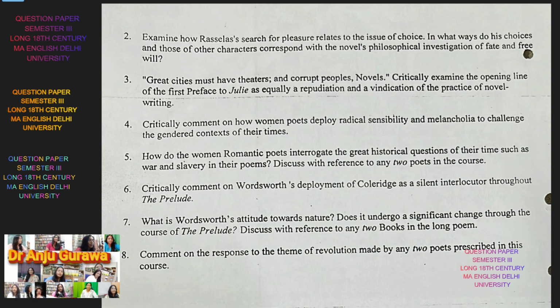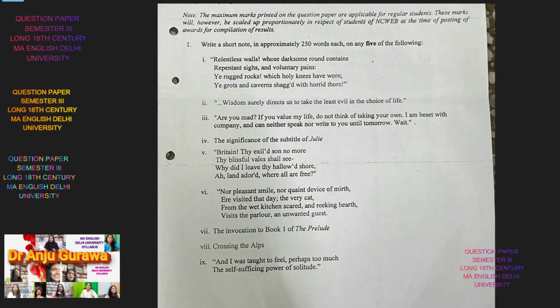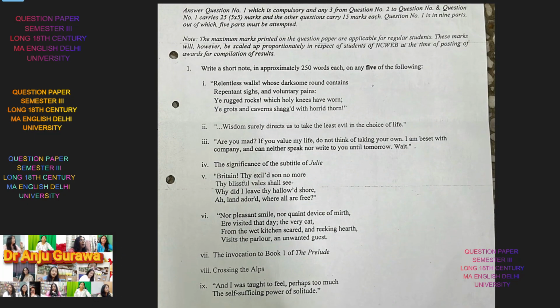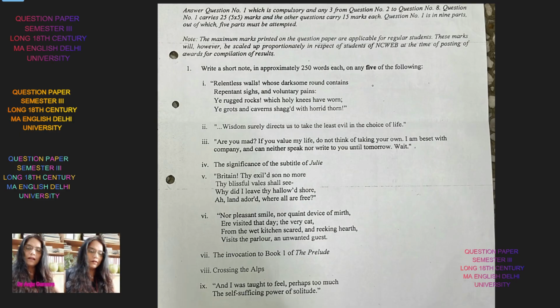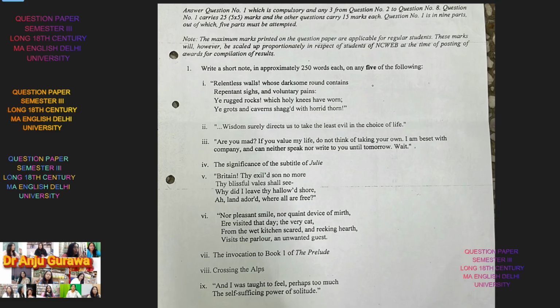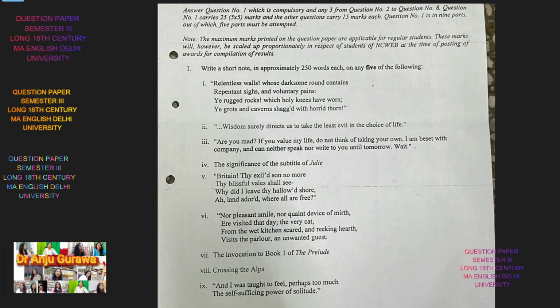So first read these questions carefully, repeat these questions. And one more thing, even in the short questions you will find one question is there on Prelude, one question is there on Julie. So it means from question number 1 also, at least 2 or 3 questions easily you could do with the help of those detailed questions which you have prepared for questions number 2 to 8.